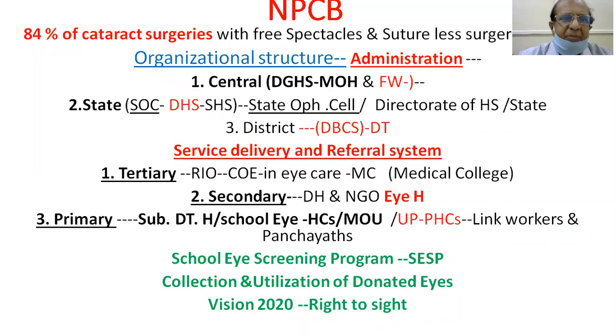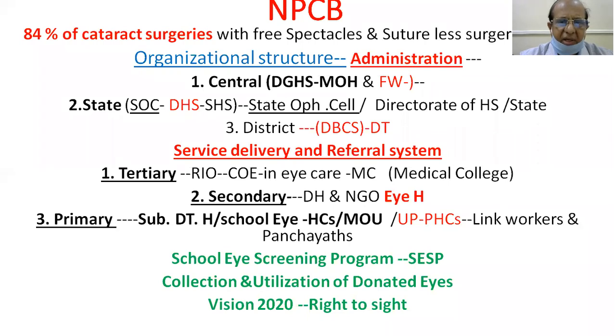So this is the administration organization structure. Administration is central, state, and district, whereas service delivery and referral system is tertiary, secondary, primary. So from primary to secondary, secondary to tertiary. In tertiary, regional eye or ophthalmic institutions as COE, Center of Excellence in Eye Care, like medical colleges.